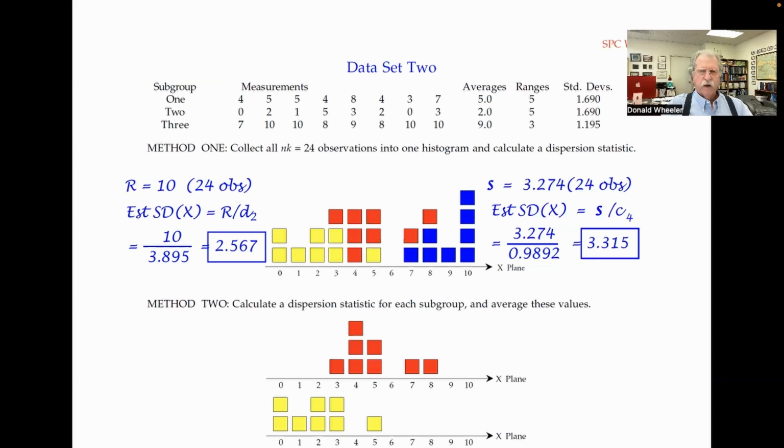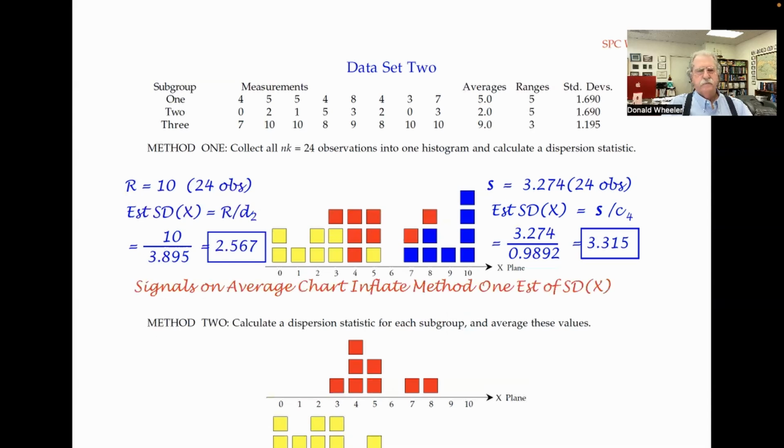The first estimate went up about 70%. This one went up over 100%. So what did our signals on the average chart do to our method 1 estimates? Signals on average chart inflate method 1 estimates of the standard deviation parameter.